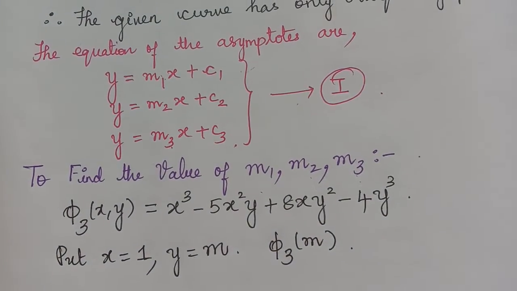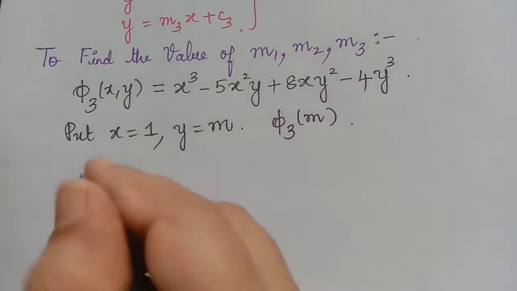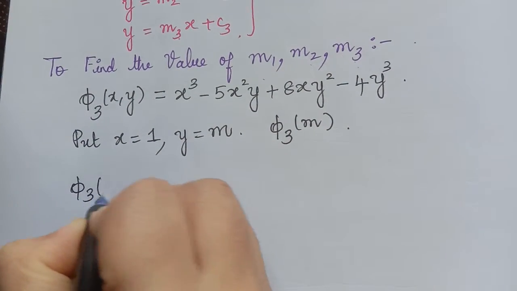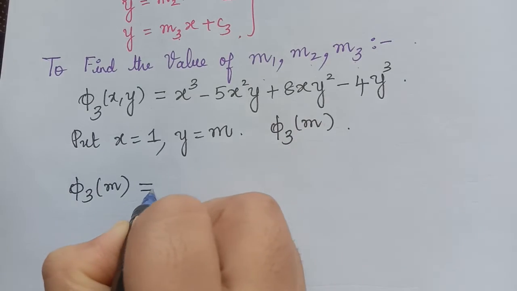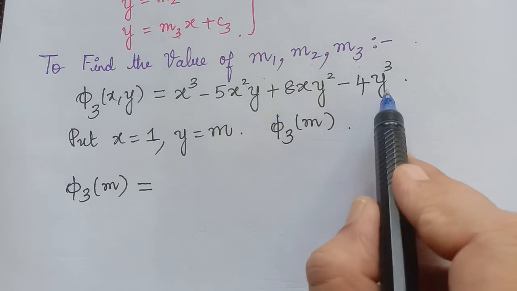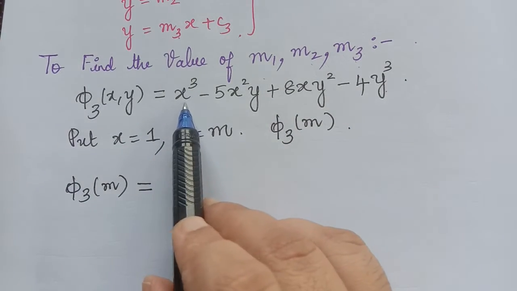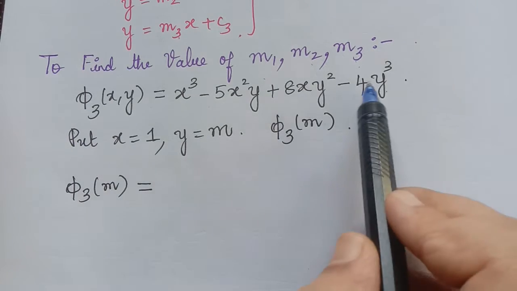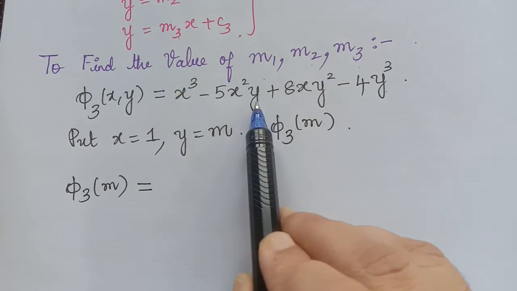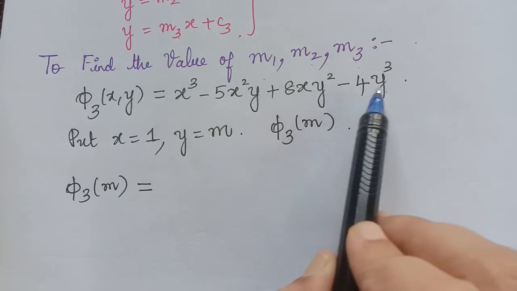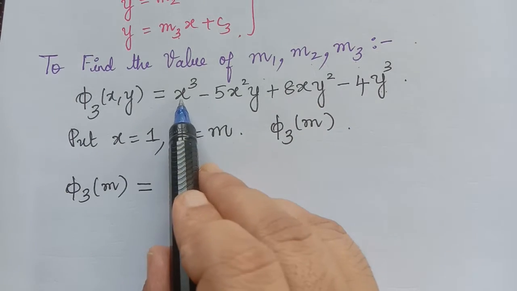So when we do so, phi 3 of m will be equal to, now in this we have to put x equal to 1. So wherever we have x, we have to replace it as 1, and wherever we have y, we have to replace it as m. So what will happen? X cube.